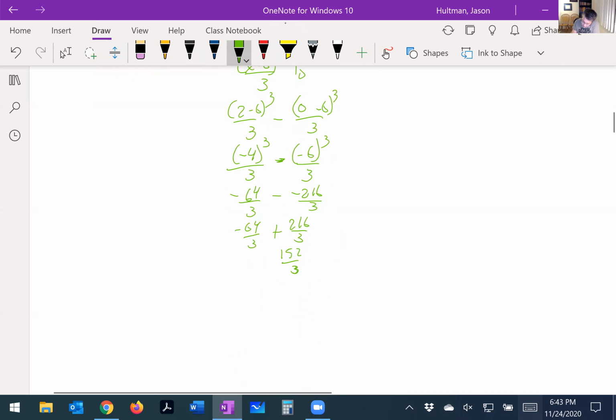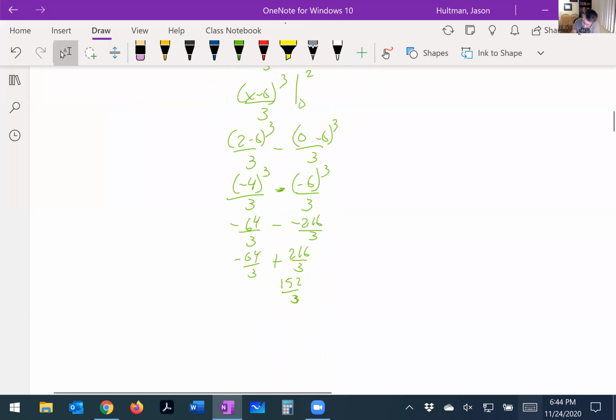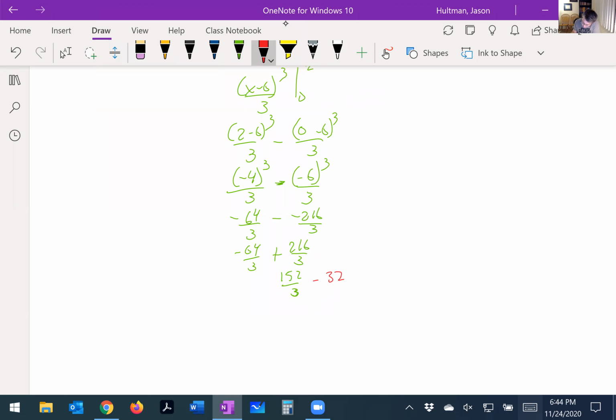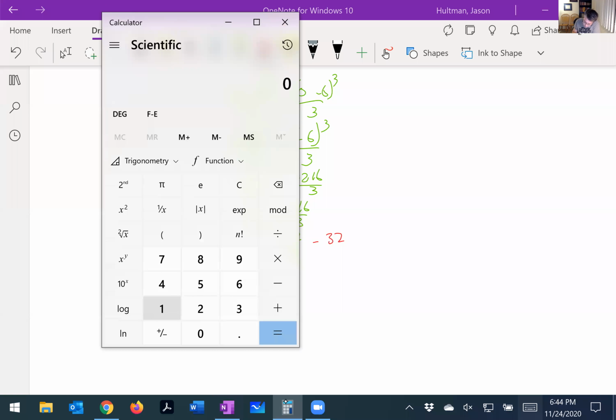Well, that's the answer to just the area under the curve. I want to subtract off 2 times 16. This is the area of the rectangle. So 2 times 16 is 32. So at the very end, I'm going to subtract off 32. Then I can just plug this into a calculator and get my answer. 152 over 3 minus 32 is 18.6.